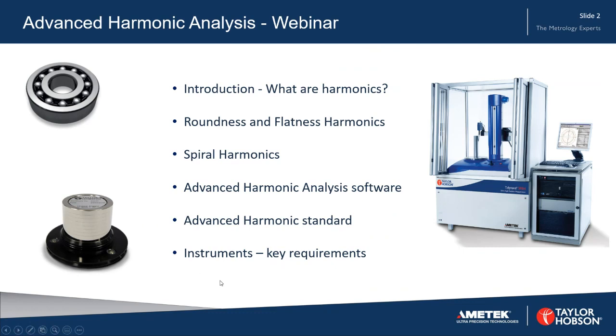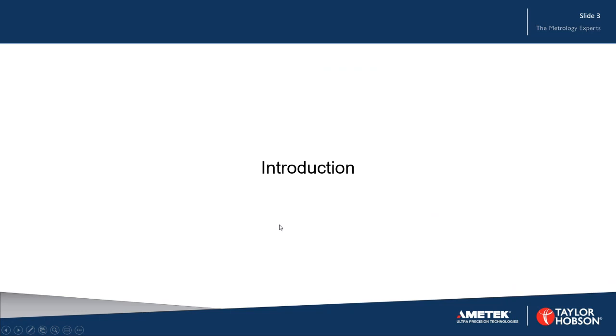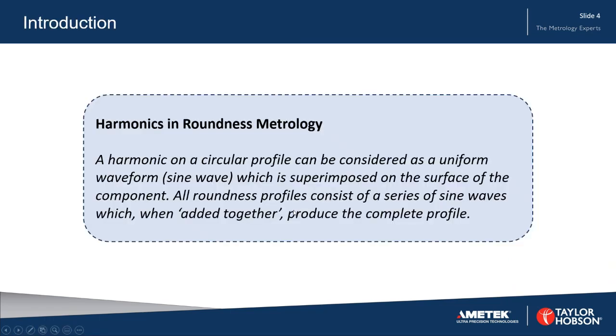And then we'll have a look at the instrument requirements. So, by way of introduction, harmonics in roundness metrology. A harmonic on a circular profile can be considered as a uniform waveform, a sine wave, which is superimposed on the surface of a component. And all roundness profiles consist of a series of sine waves which, when we add them together, produce the complete profile. So let's look in a little bit more detail at that in a few minutes.